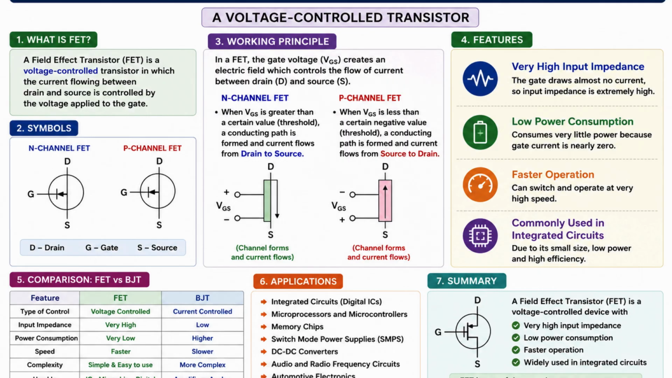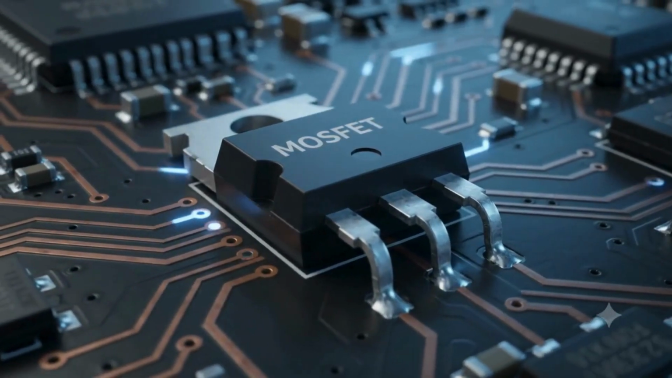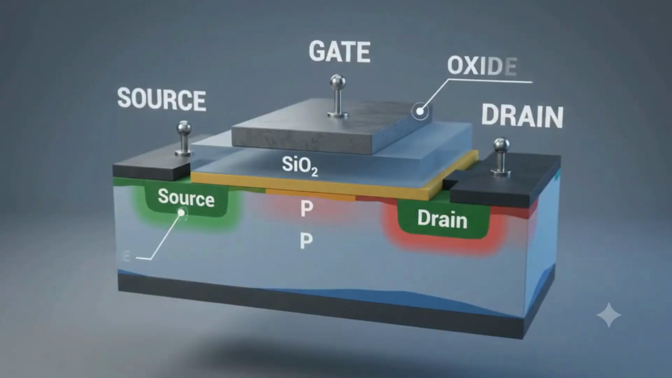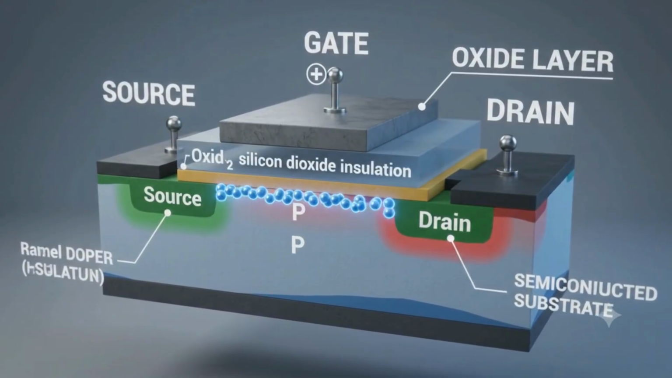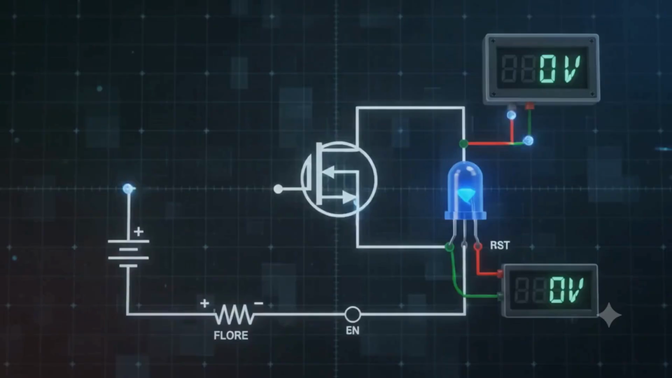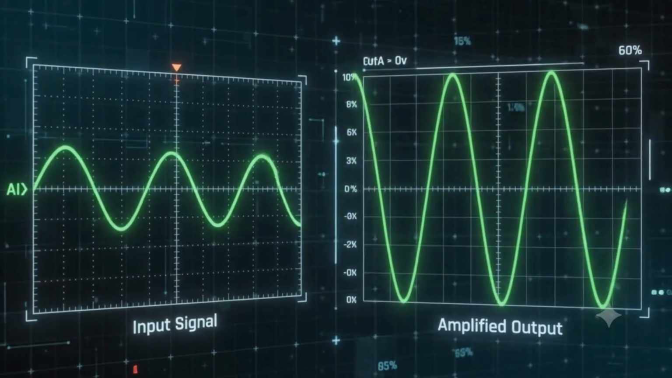Types of symbols: the diagram shows standard symbols for both N-channel FET and P-channel FET, each labeling the gate, drain, and source terminals. The working principle: the gate voltage creates an electric field that controls current flow between drain and source. A MOSFET, metal oxide semiconductor field effect transistor, is a voltage-controlled semiconductor device used for switching and amplifying electronic signals. Unlike a BJT, a MOSFET requires very little gate current, making it highly efficient.